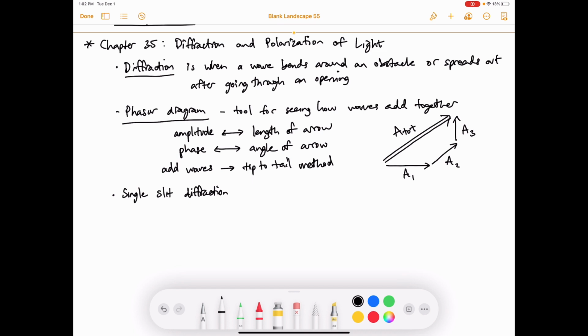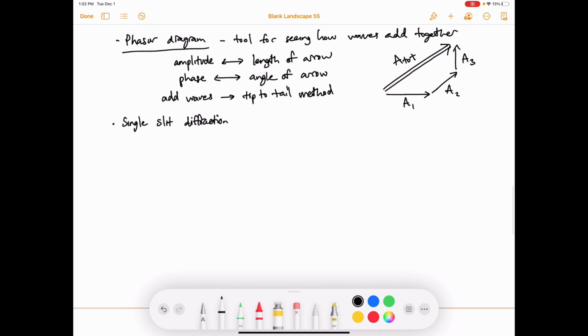So here, the situation is we have a screen with just a single narrow slit in it, and the width of the slit we call A. And then we have a viewing screen. So the idea would be that I send some light through the slit and project it onto the viewing screen.